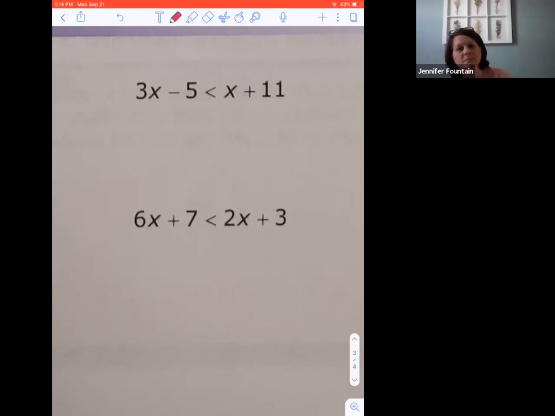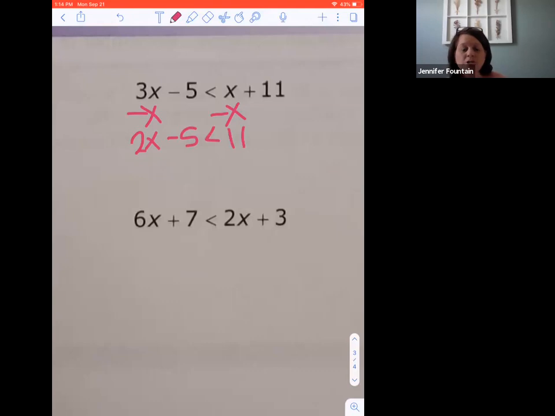All right, y'all ready to check them? Let's go ahead and take a look. We have 3x minus 5 is less than x plus 11. So I want to go ahead and get my variables all on the left-hand side. I'm going to subtract x from each side, and 3x minus x is 2x. So I have 2x minus 5 is less than 11.